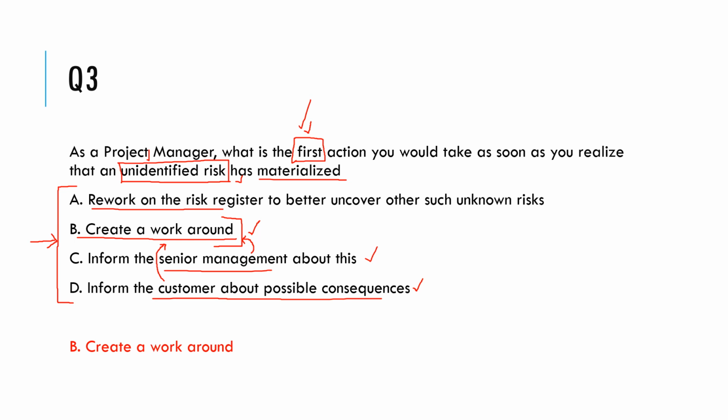After that, you should definitely also rework on your risk register and see if something changes. See if you can uncover more such risks which are not part of your risk register. So all four are correct options, but the first action that you would take is to create a workaround, because the risk has materialized. Your house is on fire.